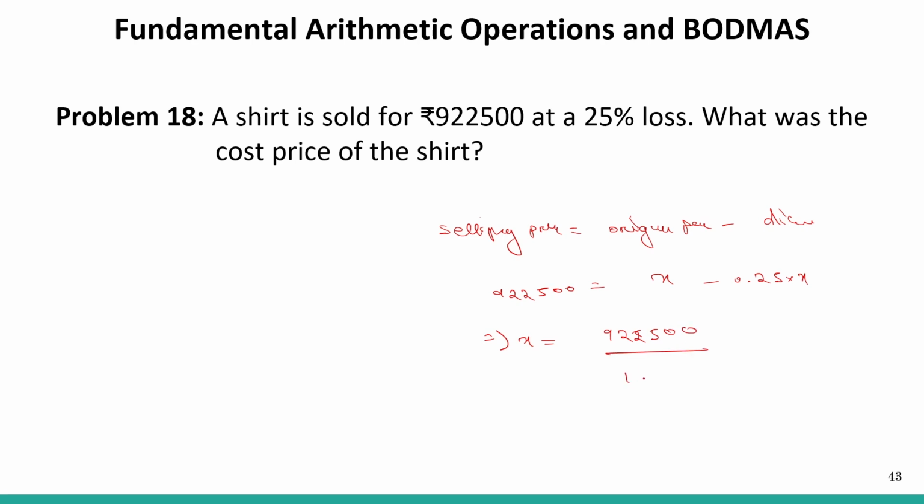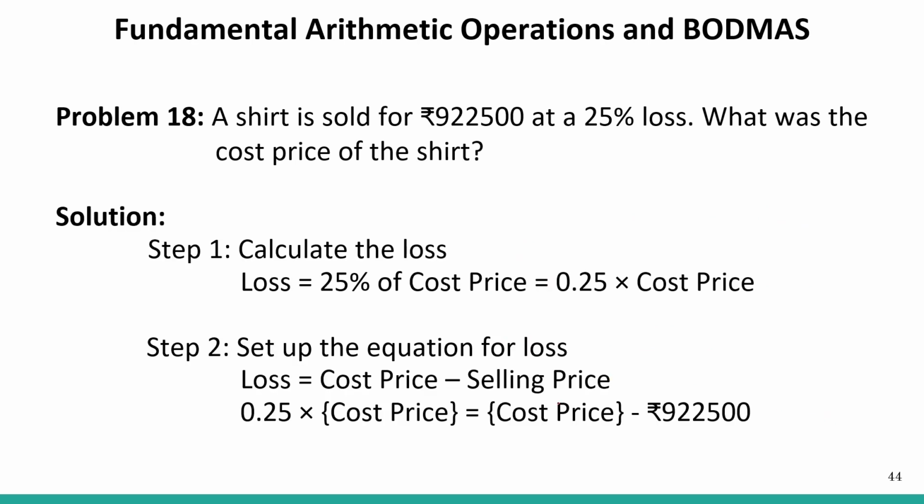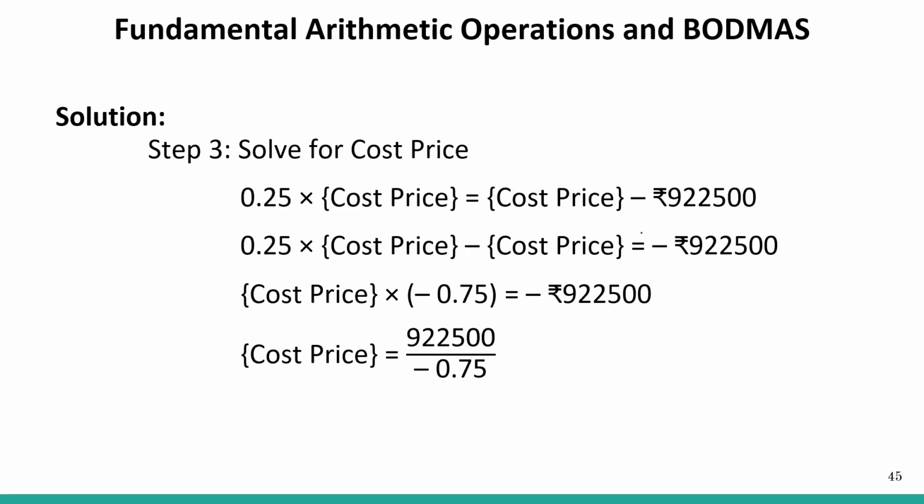So this implies that X is equal to 922,500 by 1 minus 0.25. So this is equal to 922,500 by 0.75. Okay, so this is nothing but 922,500 into 10 by 75. So this will be actually equal to this. Cost price is equal to this by this.